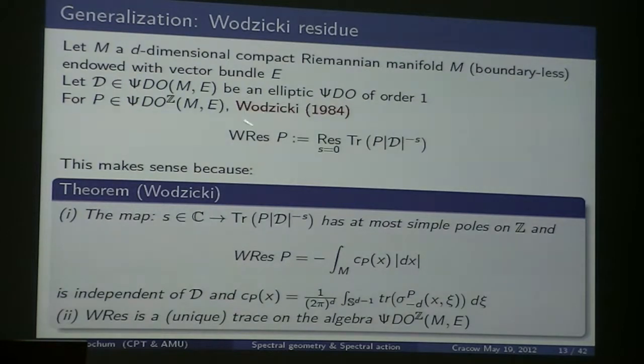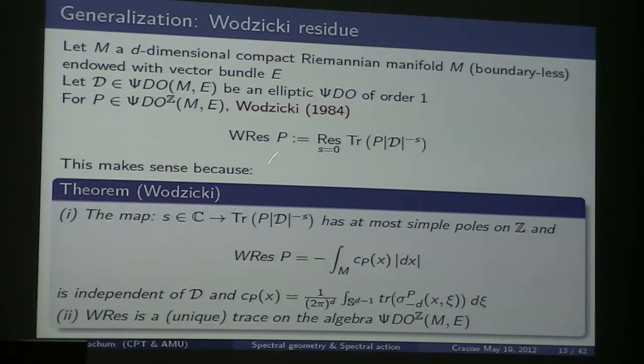Then Wodzicki, 30 years ago, introduced the following eponymous residue, namely you consider the trace of P times the absolute value of D to the power minus S. S is a complex number a priori. This could be a trace class operator, so no problem if S is large enough. You take the holomorphic extension and you take the residue. Okay? That's complicated, but that's life.